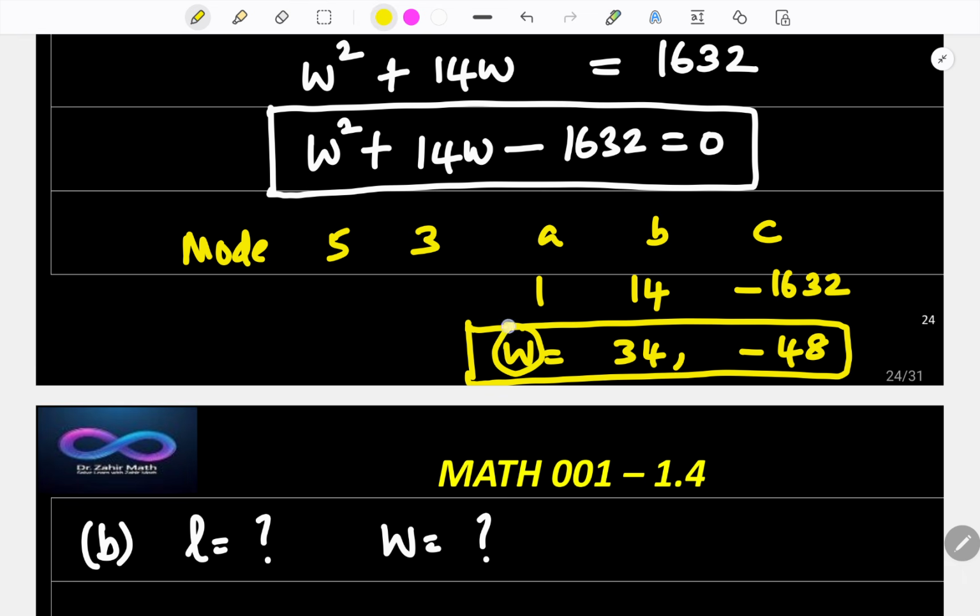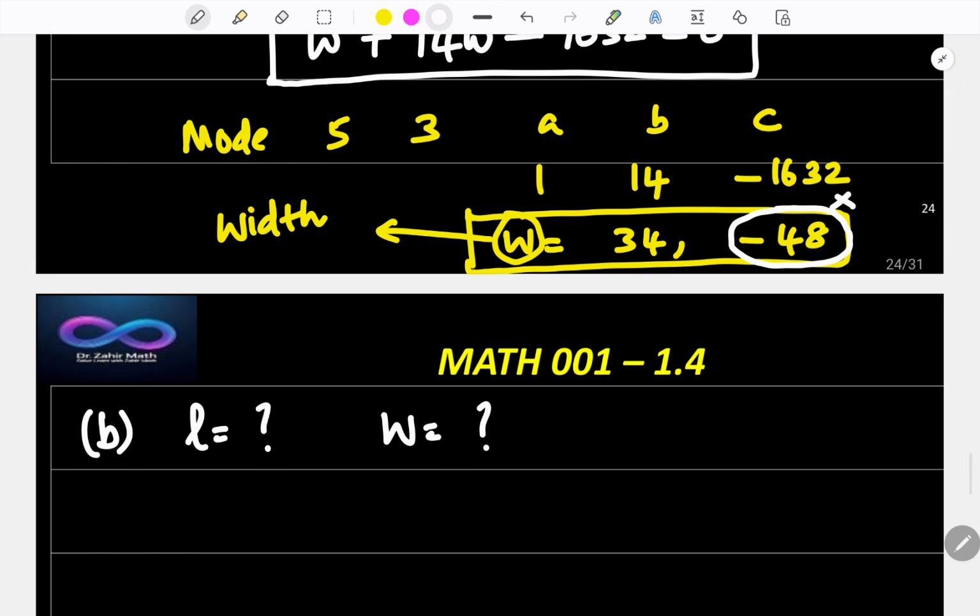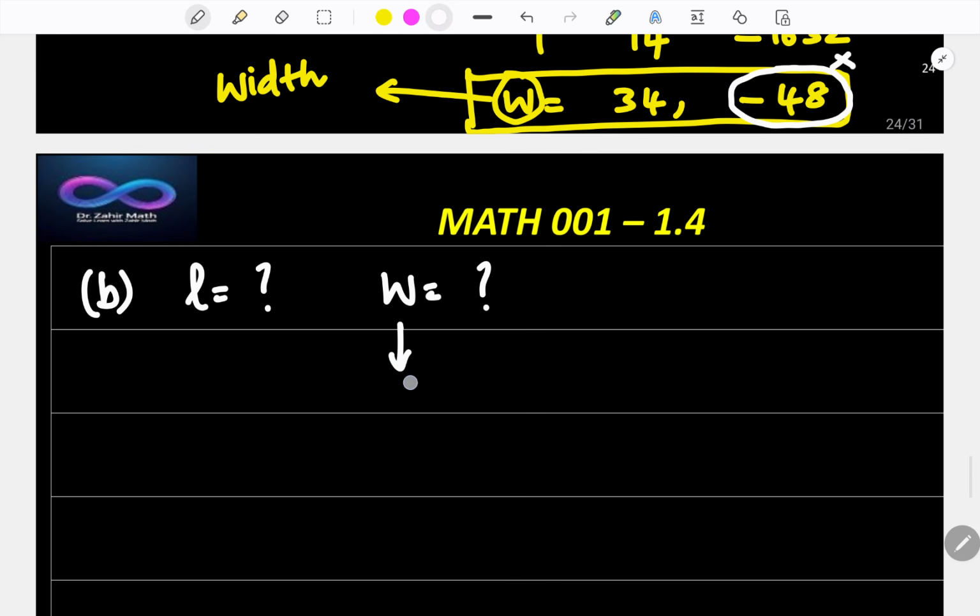Look everybody. What is this W? W is the width. Width is a measurement. Can a measurement be negative? No. So this negative 48 will not come. So your only answer is 34. So W is equal to 34. So what is your length?